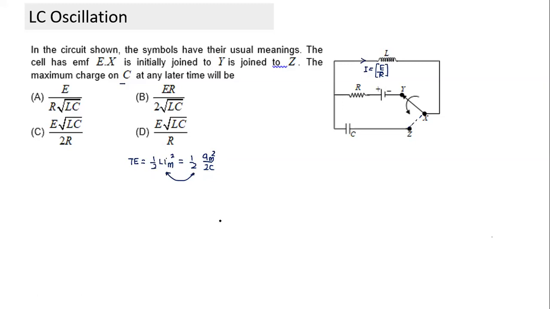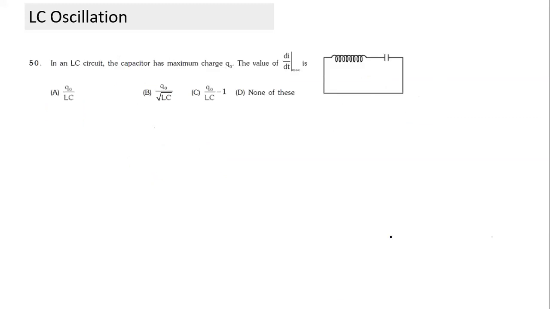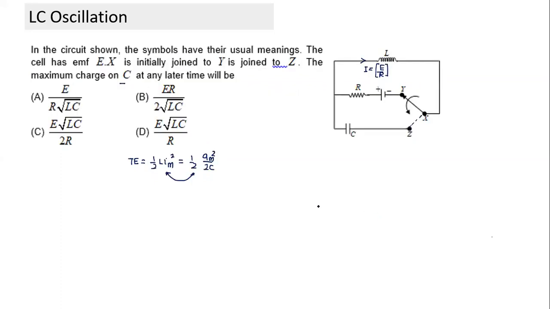So these are questions which you need to do. I think the time is up, I'll stop here. Maybe one more question. Sir, why did we write 1 by 2 of the total energy on the capacitor? Sorry, my mistake. This is Q square by 2C only.